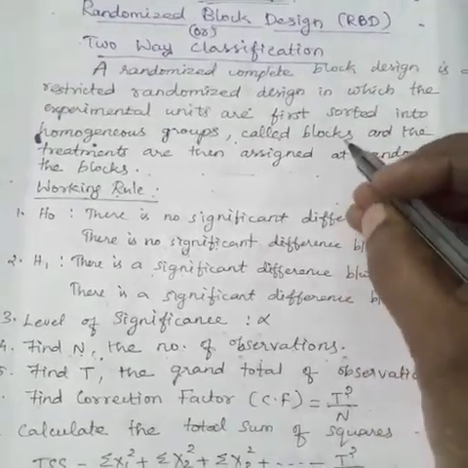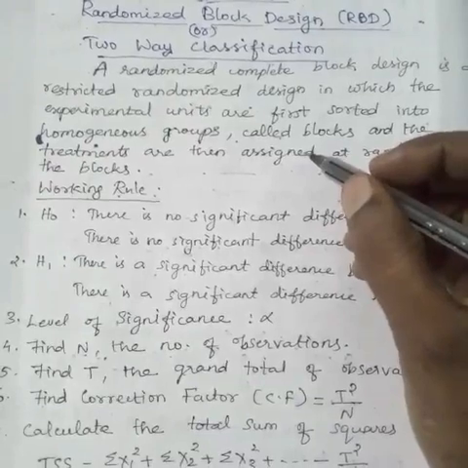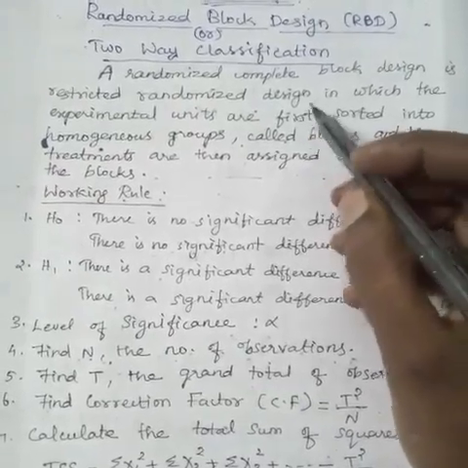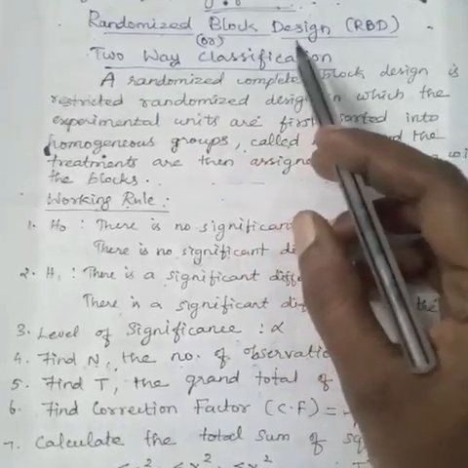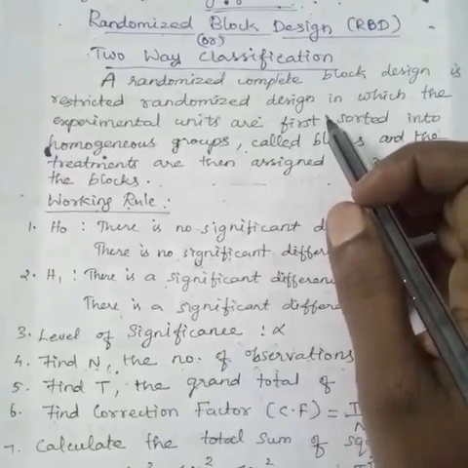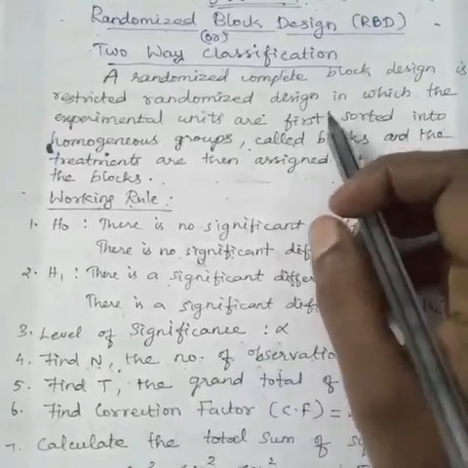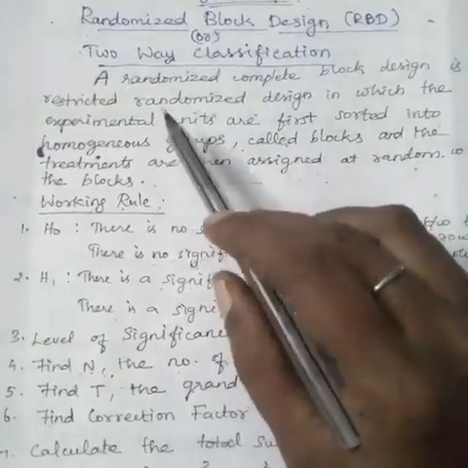Good morning, students. Now we are going to see two-way classification. Already we have completed one-way classification. Now it is two-way, that is randomized block design. One-way classification is completely randomized design, CRD. Now randomized block design. Let us see the definition.